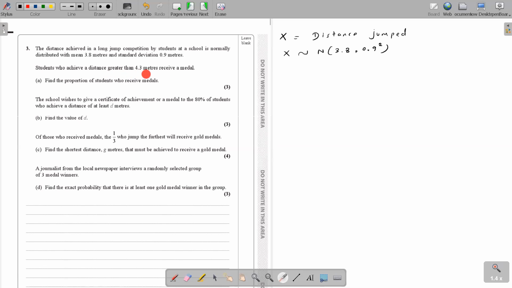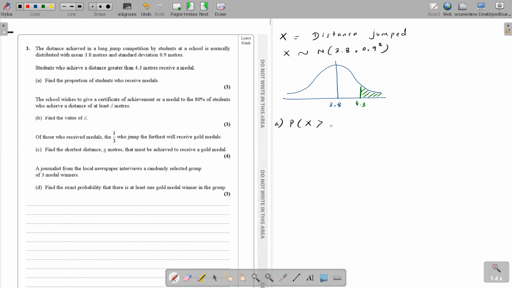Students who achieve a distance greater than 4.3 meters receive a medal. Can you understand this? This is the normal distribution; you don't need all these extra things. The mean distance is 3.8. So 4.3 is somewhere over here, greater than 3.8. The students who fall in this region receive a medal. Find the proportion of students who receive a medal. So what probability do you need to find, children? The probability that the distance jumped exceeds what?